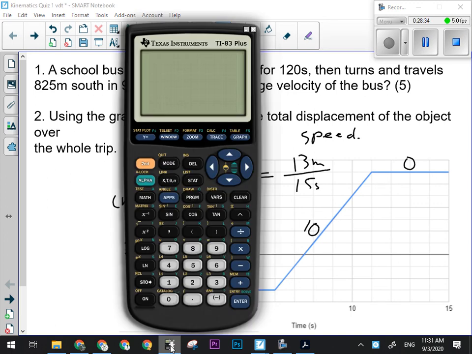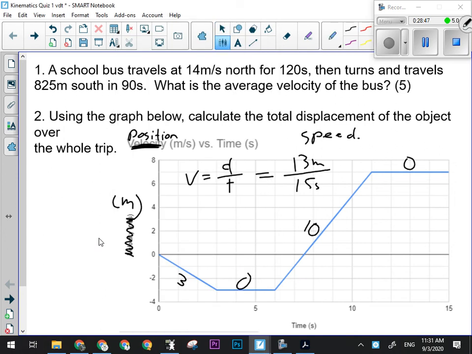What was that, 0.86 or something like that? I shouldn't do stuff in my head. It's close, 0.87. Actually, we only have one significant digit here, so it should be 0.9 meters per second.